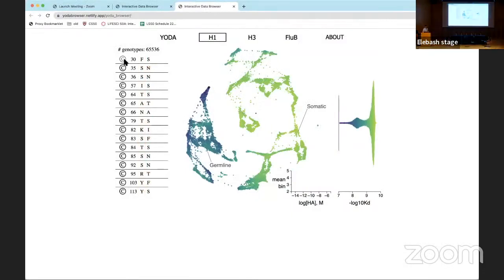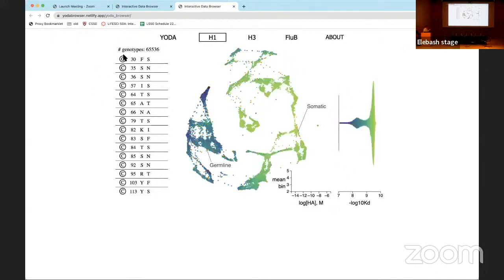So what you can do, here are the 16 different mutations, and you can color the landscape. Okay, let's do this one. This is a mutation that kind of doesn't matter, because if I color the landscape by this mutation, you can see that the points don't separate. And points are going to tend to be pulled together if they have similar binding affinity. So mutations that don't affect things look like this.